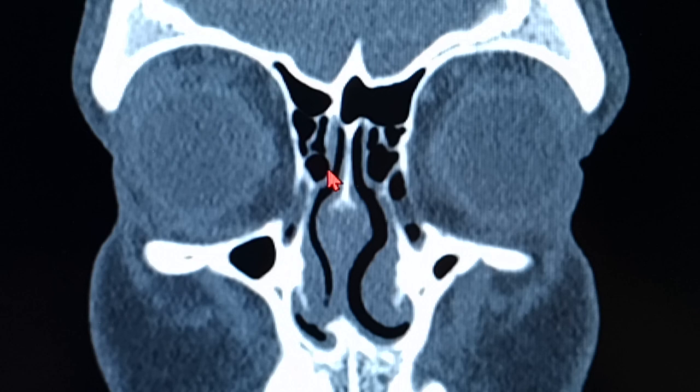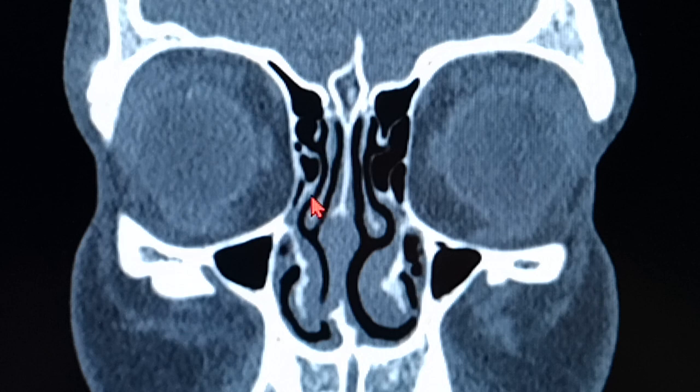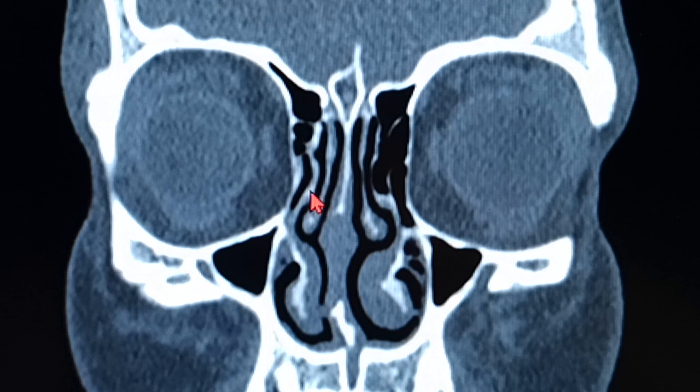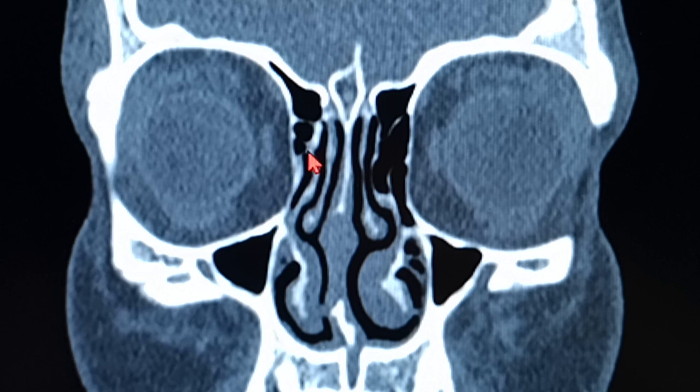If I keep on going behind, you can see that's the middle turbinate. And now if I go behind, that's the uncinate. If I follow the attachment of the uncinate, you can see it is attached medially to the medial border of the agger nasi. It goes above and it can have any attachment. It can attach to the skull base, it can attach to the middle turbinate over here, or it can attach to the lamina papyracea right here.